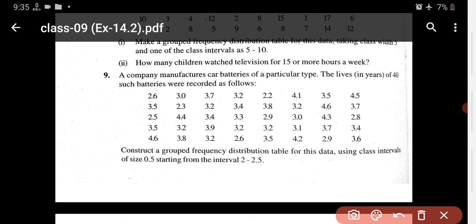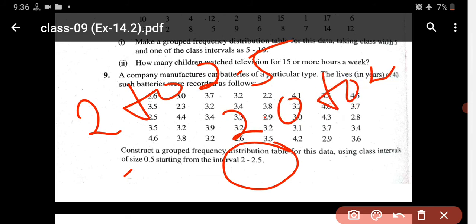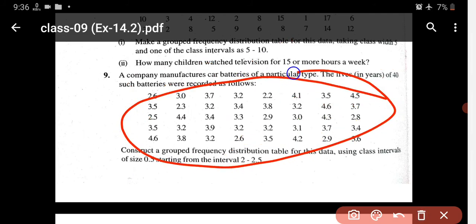Okay, so question number 9: a company manufactures car batteries of a particular type. The lives of 40 such batteries were recorded as follows. The record is given there. Construct a frequency distribution table for this data using class intervals of size 0.5, starting with 2.0 to 2.5. You have to take a gap of 0.5 only. So only simple information is given there.